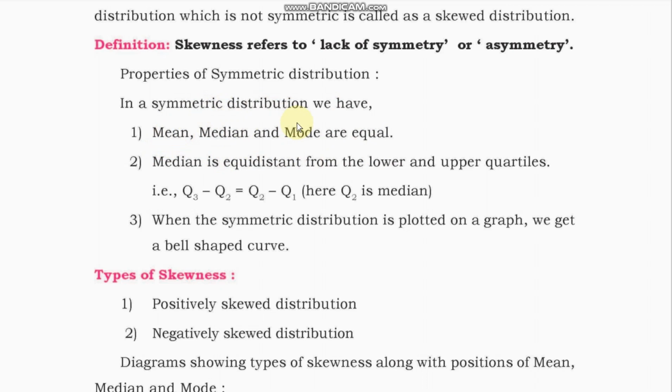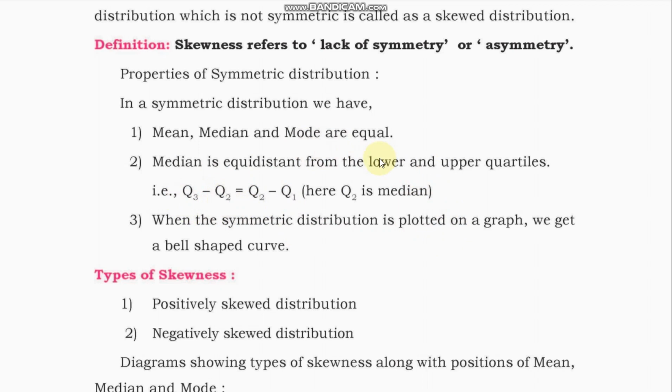Second one, the median is equidistant from lower quartile and upper quartile. That is, for a distribution there are three quartiles, Q1, Q2, and Q3. So if the distance between Q1 and Q2 as well as Q2 and Q3 is the same, then we call it a symmetric distribution.